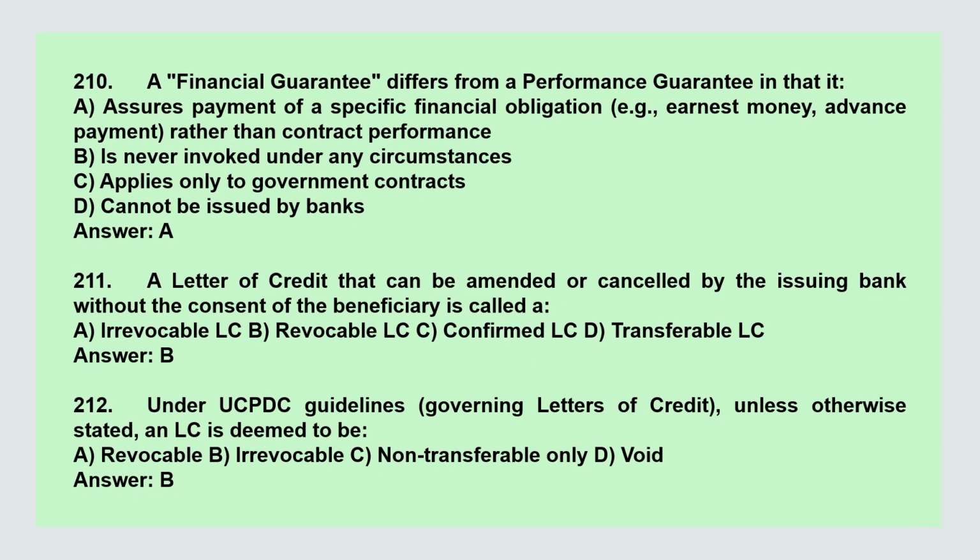A financial guarantee differs from a performance guarantee in that it answer A: assures payment of a specific financial obligation, earnest money, advance payment, rather than contract performance. A letter of credit that can be amended or cancelled by the issuing bank without the consent of the beneficiary is called a answer B: revocable LC. Under UCPDC guidelines governing letters of credit, unless otherwise stated, an LC is deemed to be answer B: irrevocable.